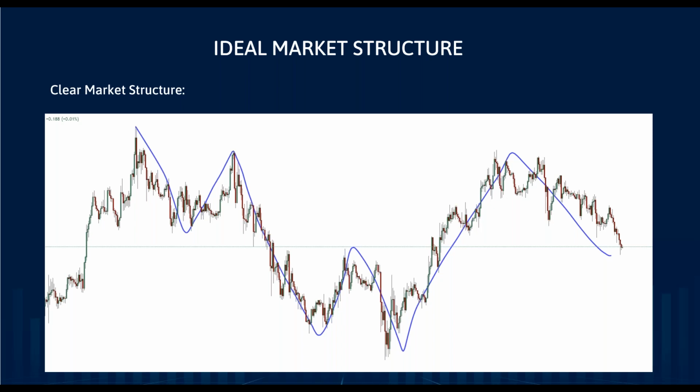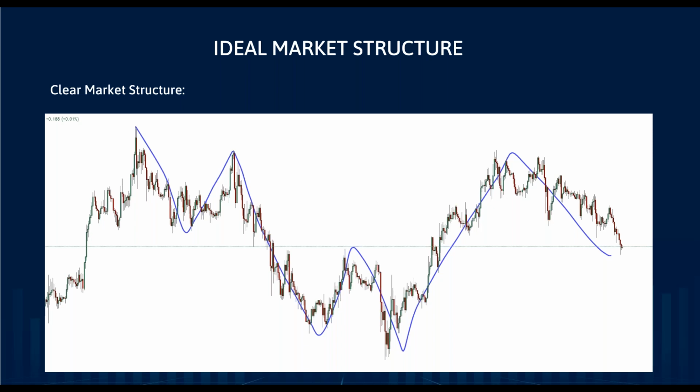You can actually see price moves from one swing high to a swing low, does a very nice decent pullback before continuing in its trend direction, and then is followed by another pullback again. Otherwise, it can go into a reversal as well. So this is a good example of a clear market structure.